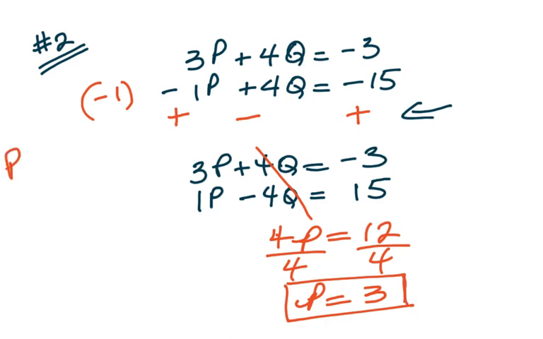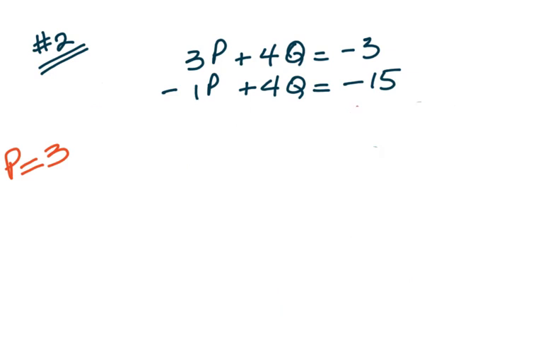Now guys, if I went too fast, I want you to just rewind the video. So now I know that p equals 3. But now we have to find out, what does q equal? Okay, now we know that p equals 3. So the next thing is we have to find out what q equals.